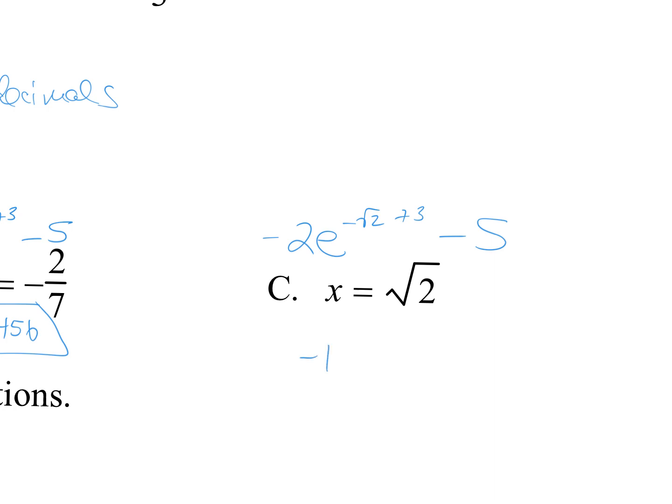Negative 14. I got negative 14.766. Yeah, I got the same thing. You did? Okay. Gus, let me see. This is why we're working this out now, so you guys can catch your mistakes when you have them.